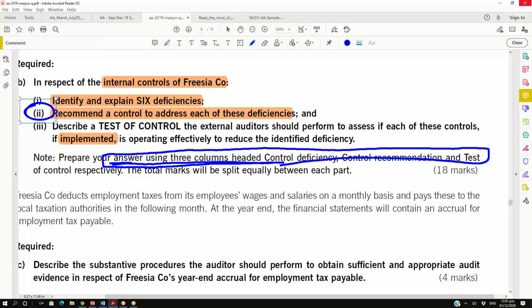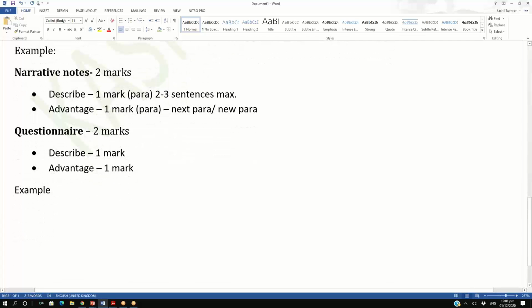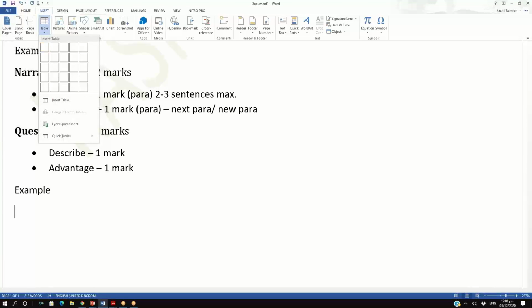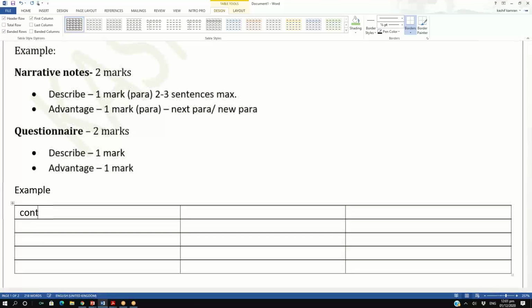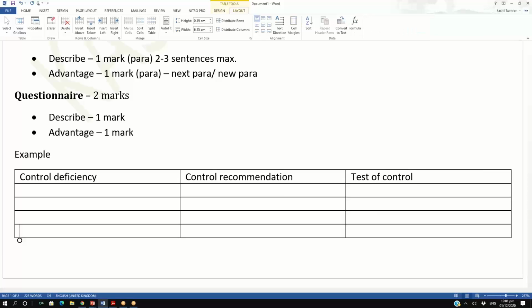You cannot even change the headings, because the examiner is telling you that he needs these 3 headings in 3 columns. So we have 3 columns like this. In the first column, we put the control deficiency. In the second column, control recommendation. And in the third column, test of control. And how many deficiencies do we need to write? 6. So we have to insert 2 more here.